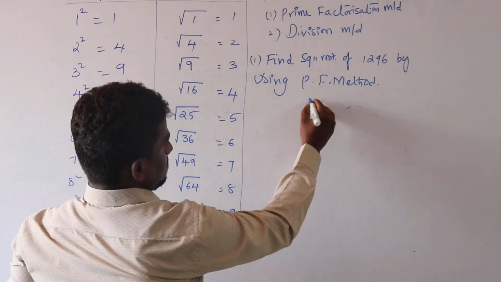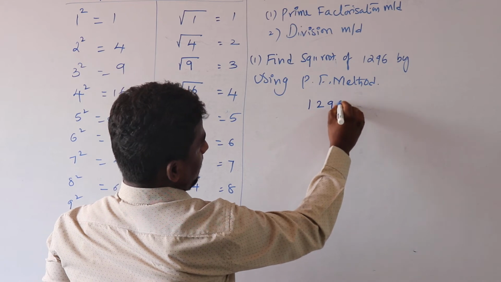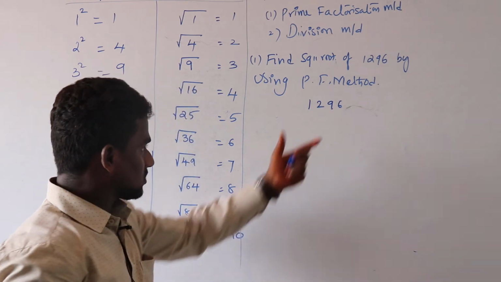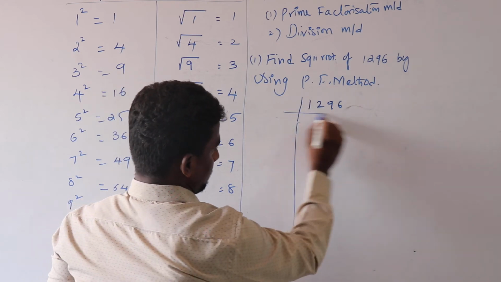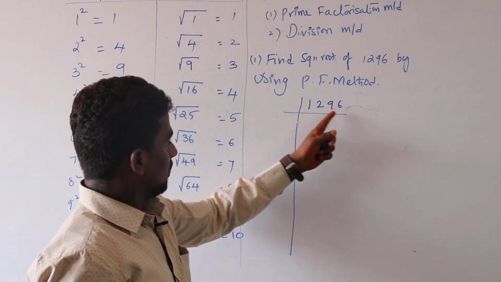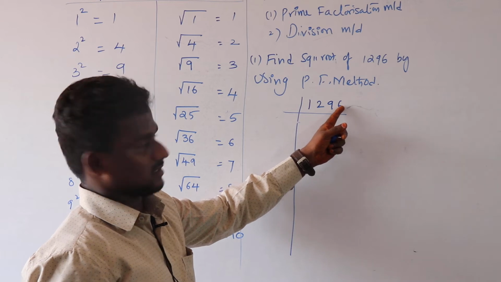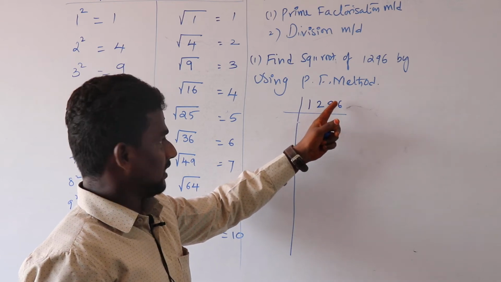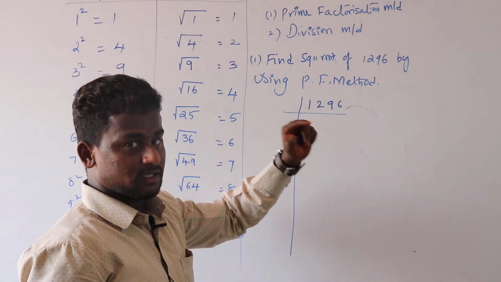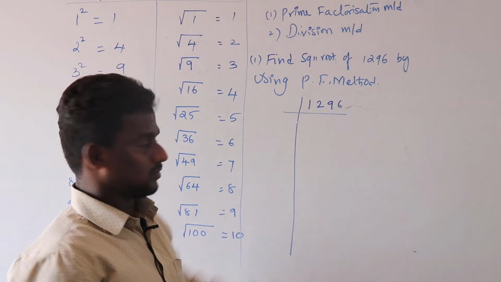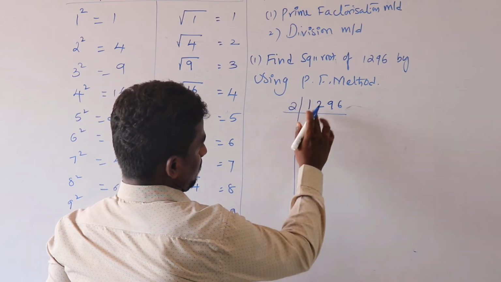Okay. So for 1296, we want to get the square root of this number. For this I have to draw one line like this and then one more line. Here 6 is an even number. Whenever the unit place is an even number, that number is divisible by the smallest prime number, 2. So 2 divided with 2, 12 here.